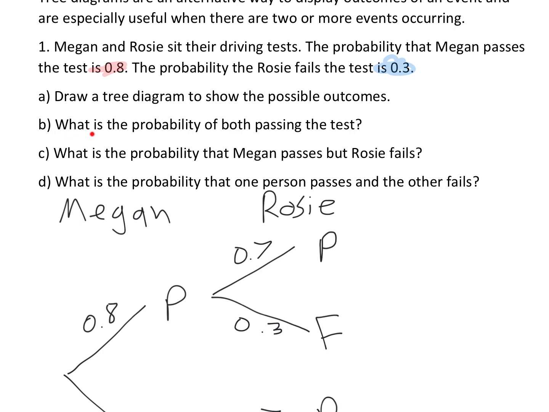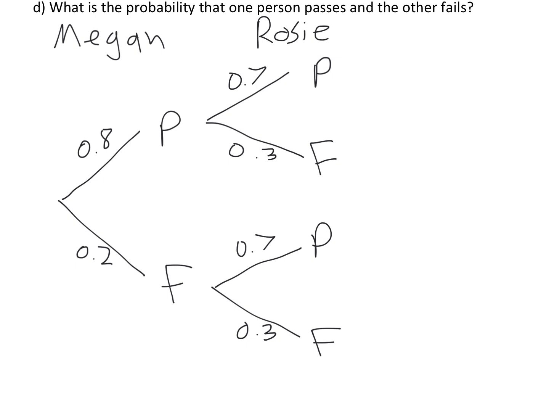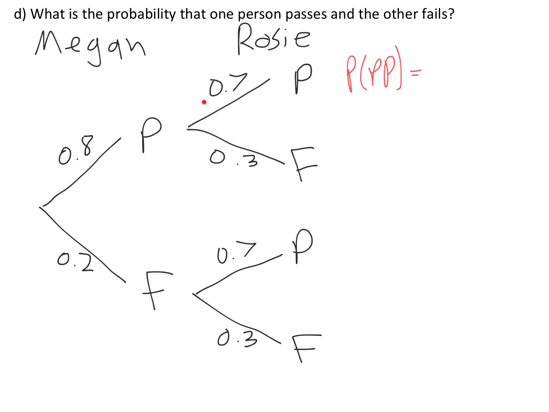Part B is: what is the probability of passing both tests? Before we do that, I'm going to go in. This is optional, whether you do this in the test or not, but just to show you what's going on here. So we've got pass and pass. If you follow the branches, this is pass, pass. Probability of pass and pass. And it's an and statement because we want Megan passing and Rosie passing. So we could multiply those 2 probabilities, those 2 branches together, and that would give 0.56.